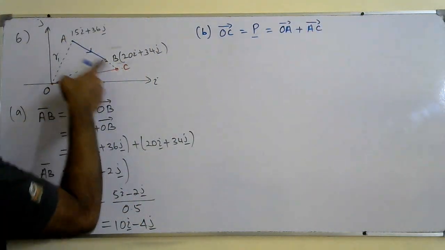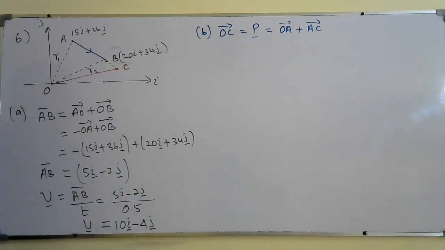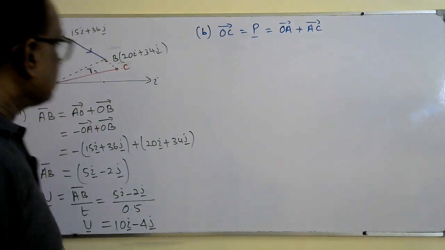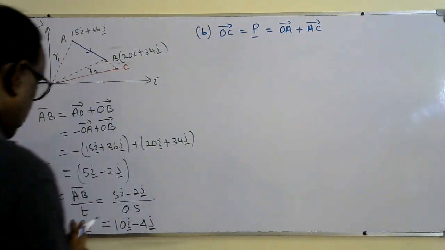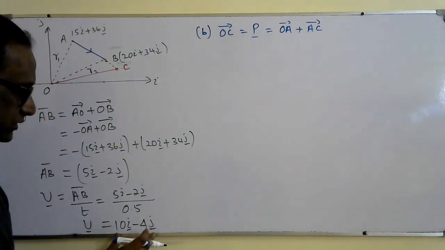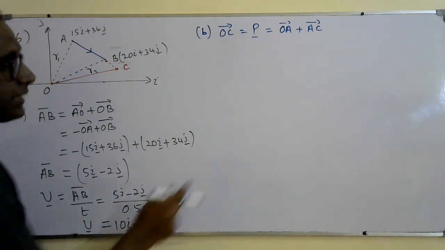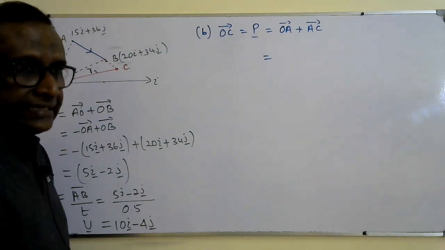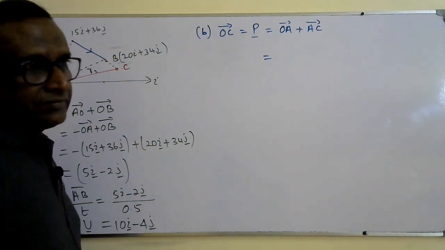What is AC? That's a displacement vector. How do we find the displacement vector? If I know the velocity vector and the time, then velocity into time is the displacement vector, right? So remember, velocity times time is the displacement vector.